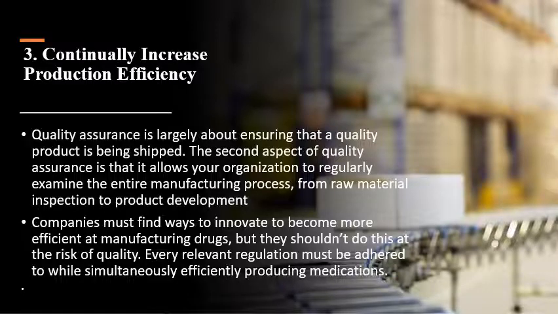The third is continually increasing production efficiency. Quality assurance goes beyond products. It involves verification, while ensuring the delivery of high product quality remains paramount. Quality assurance transcends mere verification at the final stage. It encompasses a holistic inspection of the entire manufacturing process, from meticulous examination of raw materials to the meticulous refinement of product development. In essence, it goes beyond the finished product to guarantee systemic excellence through the journey from inception to delivery. Then, balancing innovation and compliance to drug manufacturing protocol.